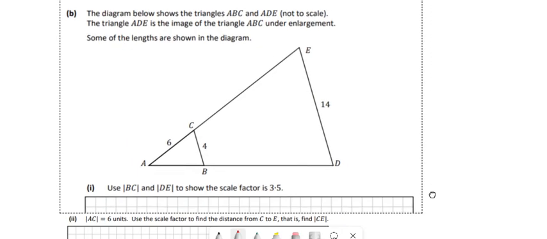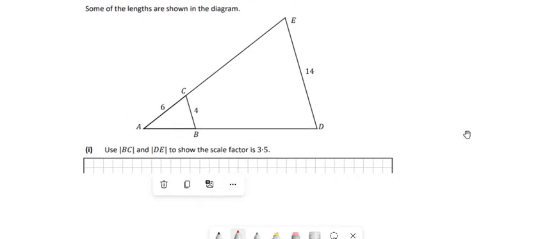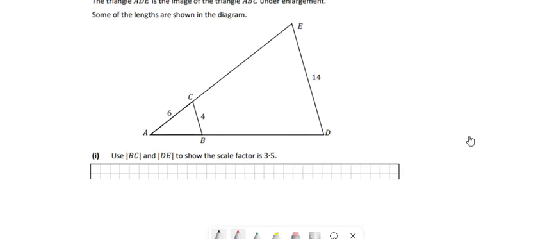Right, part B, we have to use BC and DE to show that the scale factor is 3.5. Right, so BC is 4, and then it gets bigger by something to give you 14, and that something has to be the 3.5. So if you multiply 4 by 3.5, that gives you 14, so that's probably enough to show it.